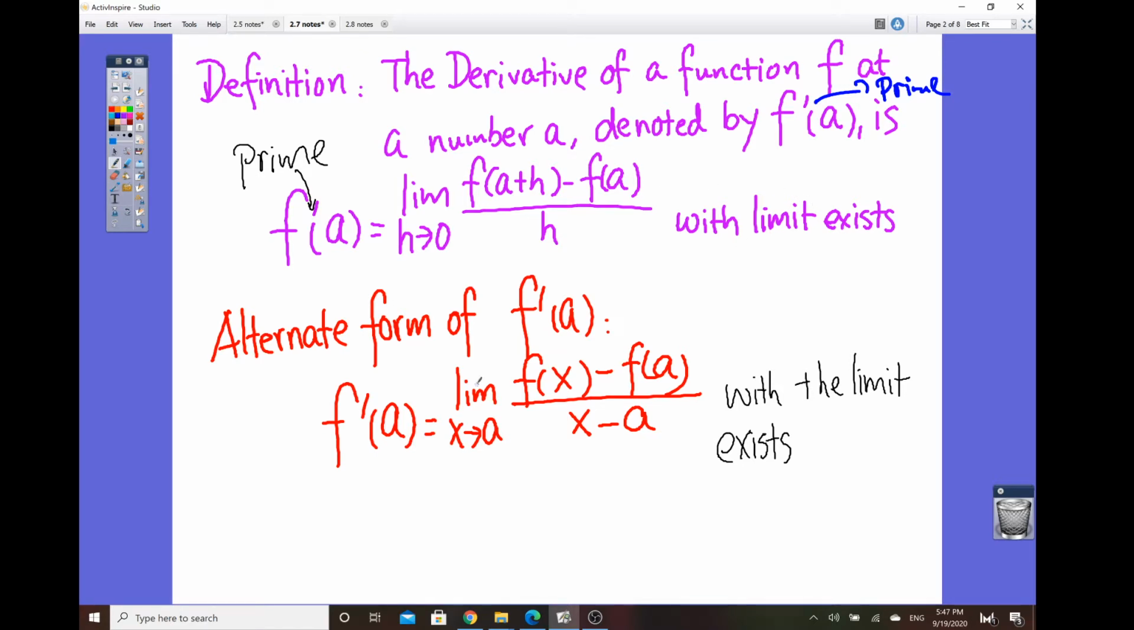Alternate form: you can always put it this way. f prime of a equals the limit as x approaches a of f of x minus f of a over x minus a, provided the limit exists. Normally, I do suggest students apply the alternate form, because it's going to be much easier when you try to simplify it. This is not just considered the instantaneous rate of change; in calculus, this is called the derivative, the first derivative.